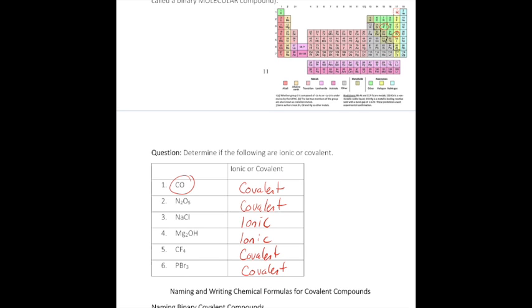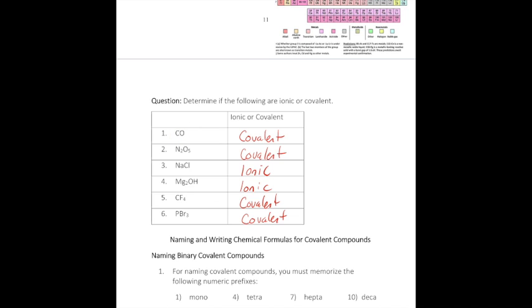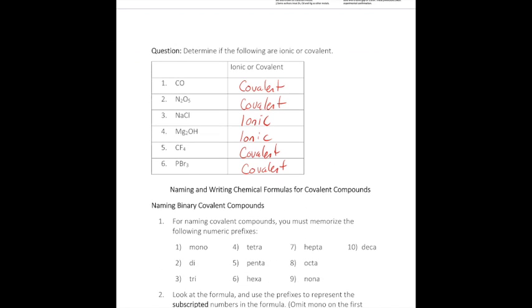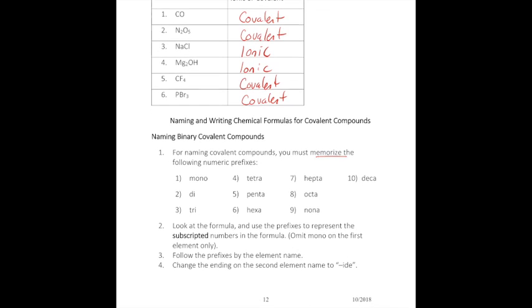Okay, so now that we know what's what, we have to learn how to draw some names for these. And naming is a little tricky. So for naming covalent compounds, you must memorize the following numeric prefixes. These are SI prefixes. These are known. These are used throughout the Système International, the international system of units. So all of these are established.